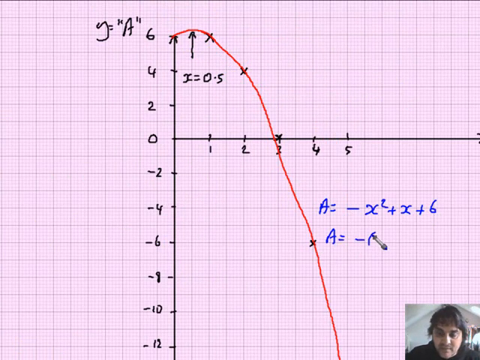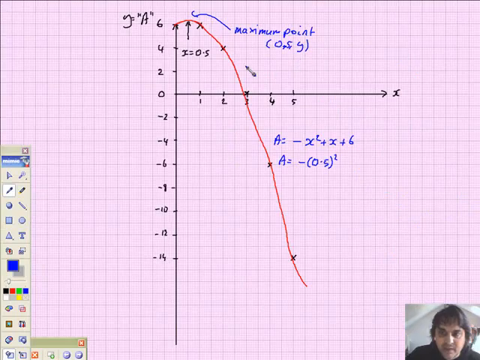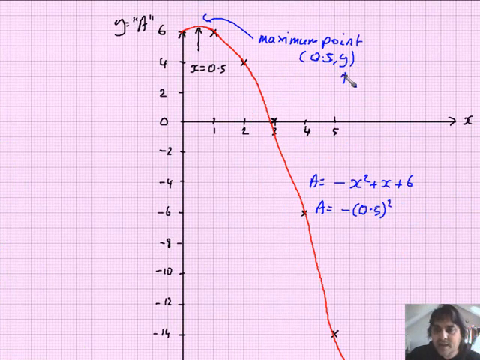So the area is going to be minus 0.5 squared, because that 0.5 represents the maximum point. So let's just label that in blue. That's the maximum point, and the coordinate's going to be 0.5 something, and that's exactly what I'm going to calculate now. Just tidy it up a little bit. 0.5 comma y, and that is the maximum area I'm about to work out.